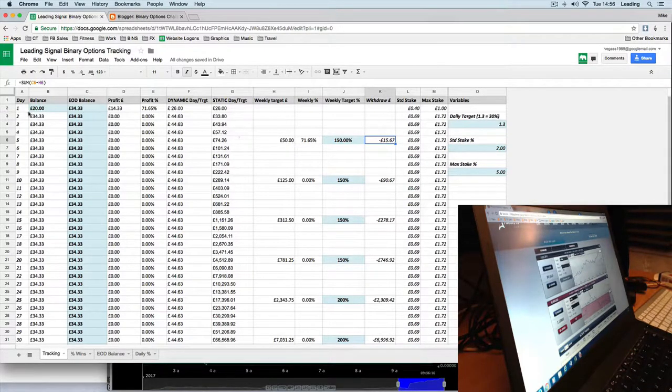So across from that, you've got the standard stake based on what your balance is. The standard stake you set here would be 2%. With £20 as a start, you can't do less than £1 per stake, so that 40 pence doesn't really correlate. And then the maximum stake is £1.